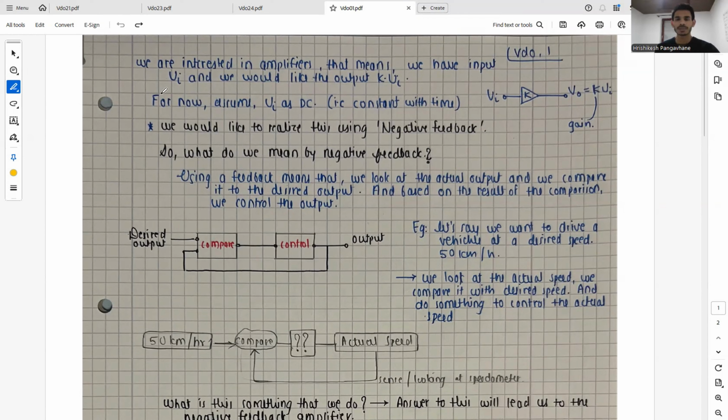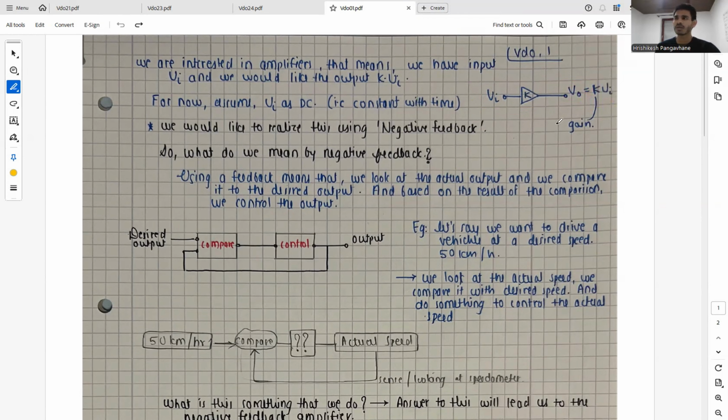In this video, we will gain a brief outline about negative feedback systems. We are interested in amplifiers. That means that basically we have a structure like this, and we have some input voltage, and we want our output voltage to be K times Vi, where K is our gain.